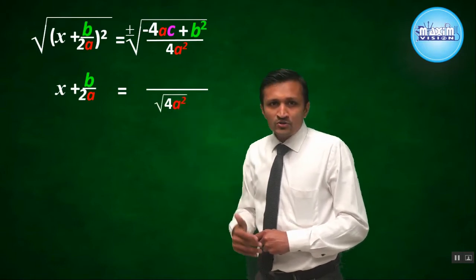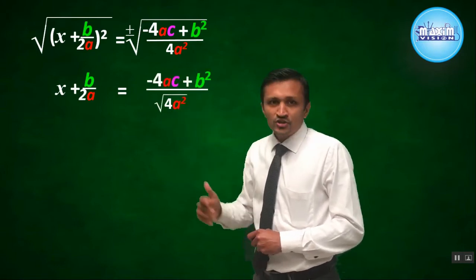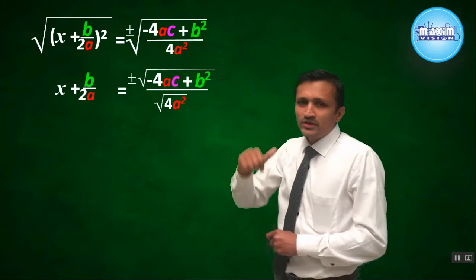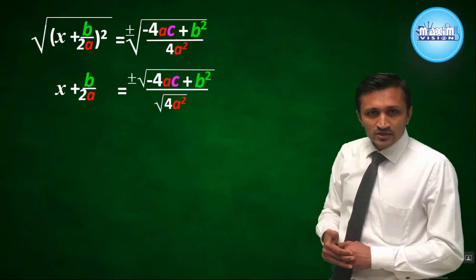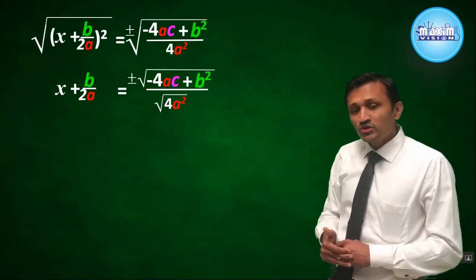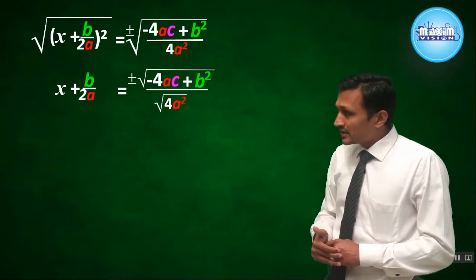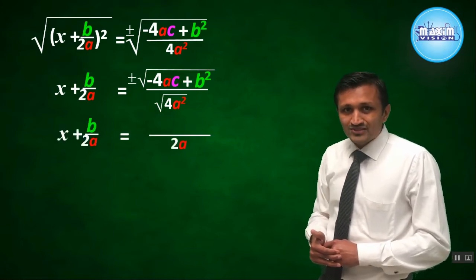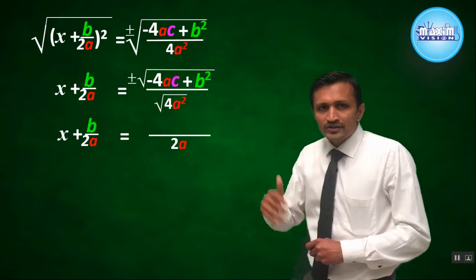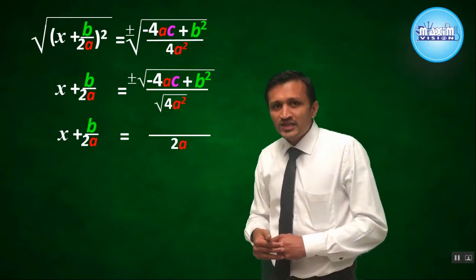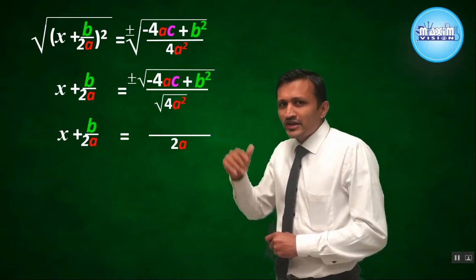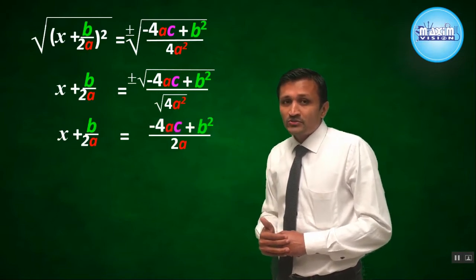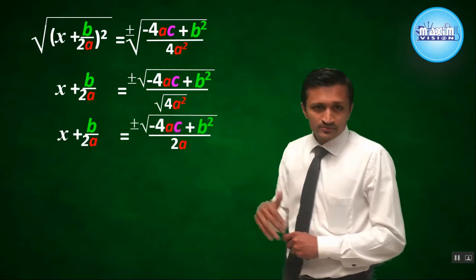By taking the square root of both parts, the numerator and denominator, this way, the denominator has 4 and a squared, both are squares, so it is a complete square and we can remove the second power as 2a. But the numerator has minus 4ac plus b squared. B squared has a second power, but it can't be arranged as a complete square. Therefore, we have to put the square root sign.